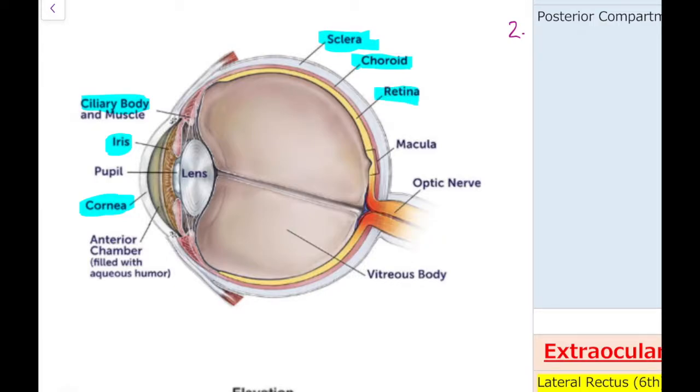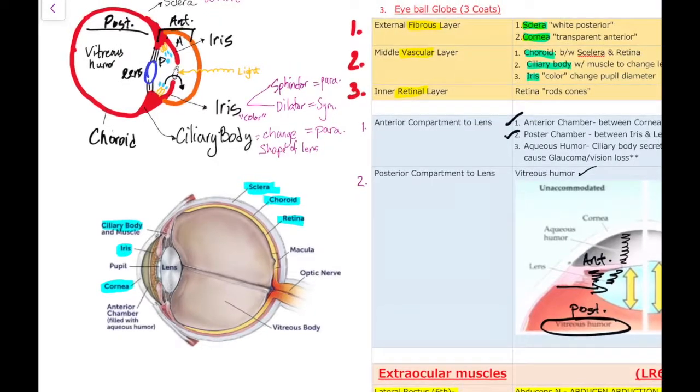So if we have to differentiate, this is our external, this is the middle vascular, and this is the inner. We have two humors. We have the aqueous humor, which can be here in blue next to the lens, and then we have the vitreous humor, which is everything in the posterior compartment. And this is my anterior compartment, split into the anterior chamber and then the posterior chamber.